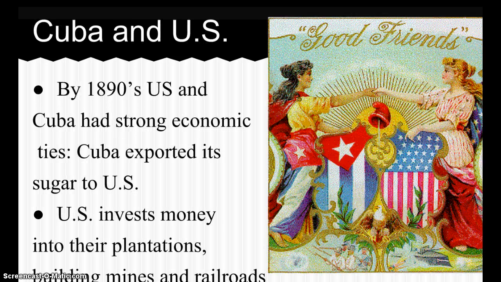So the next bullet's important, guys. By the 1890s, here we go with economic: the U.S. and Cuba had strong economic ties. You can put down that Cuba exported its sugar to the U.S. And in turn, put down the U.S. invests money in their plantations, building mines and railroads.